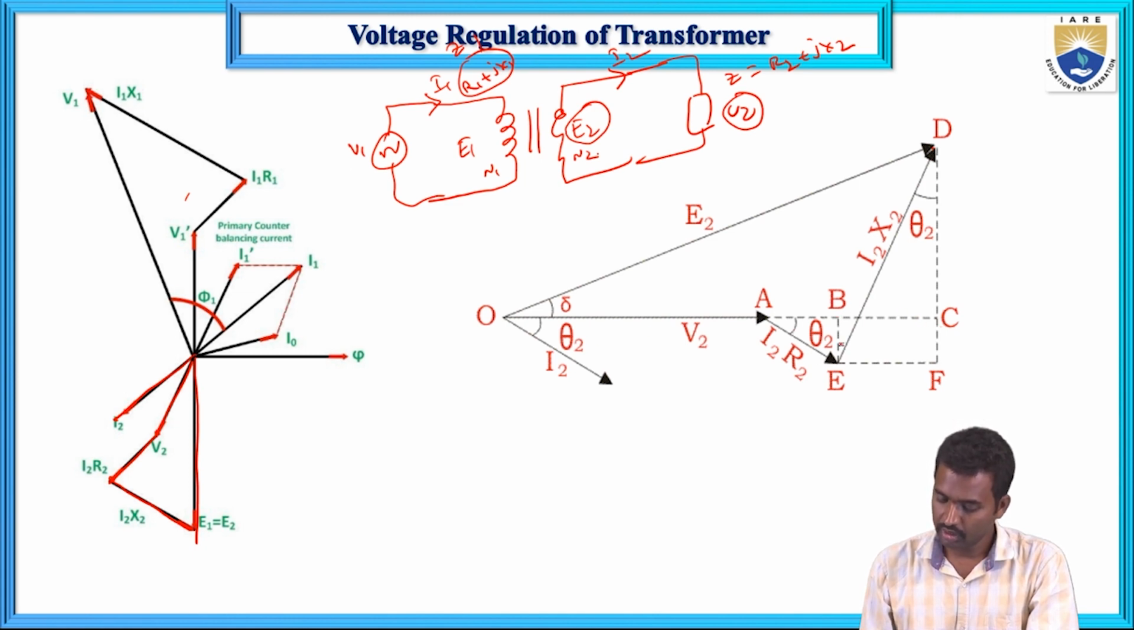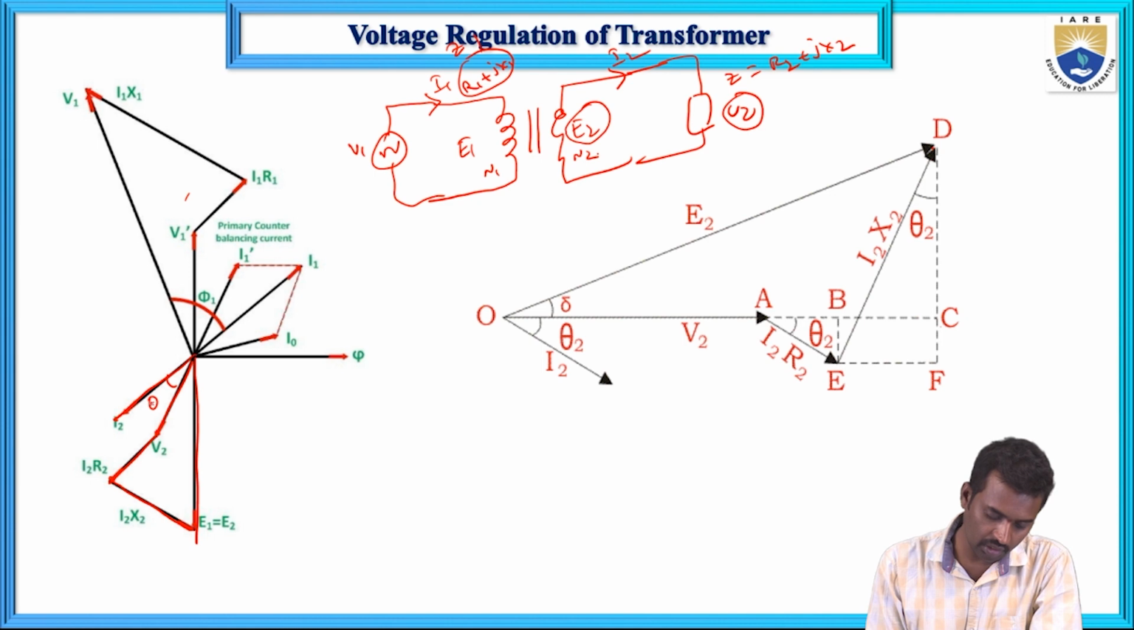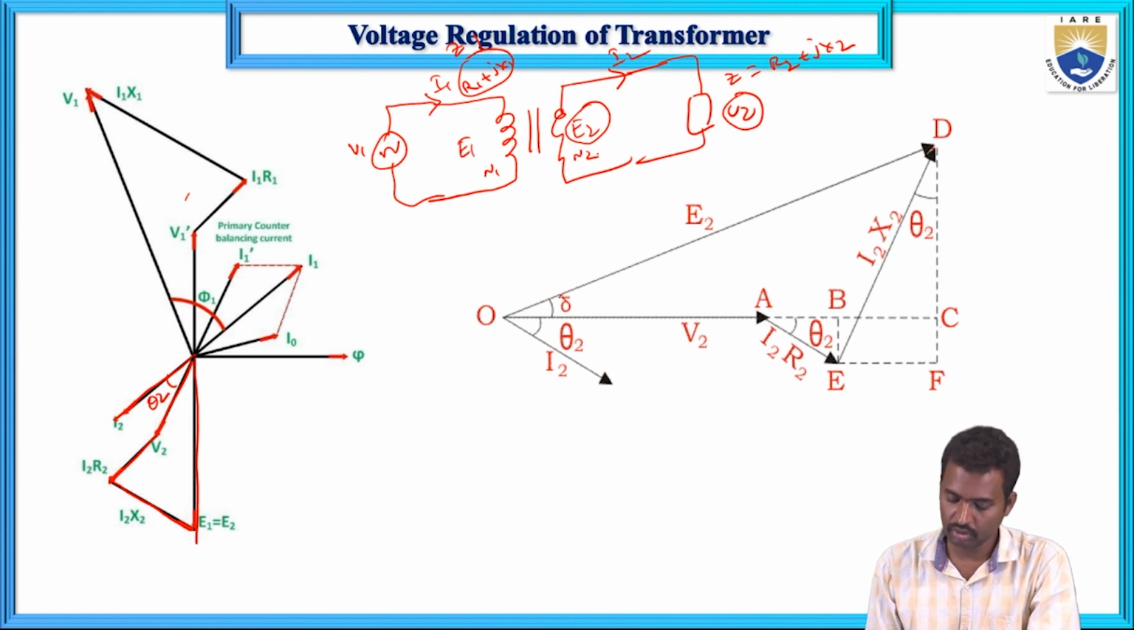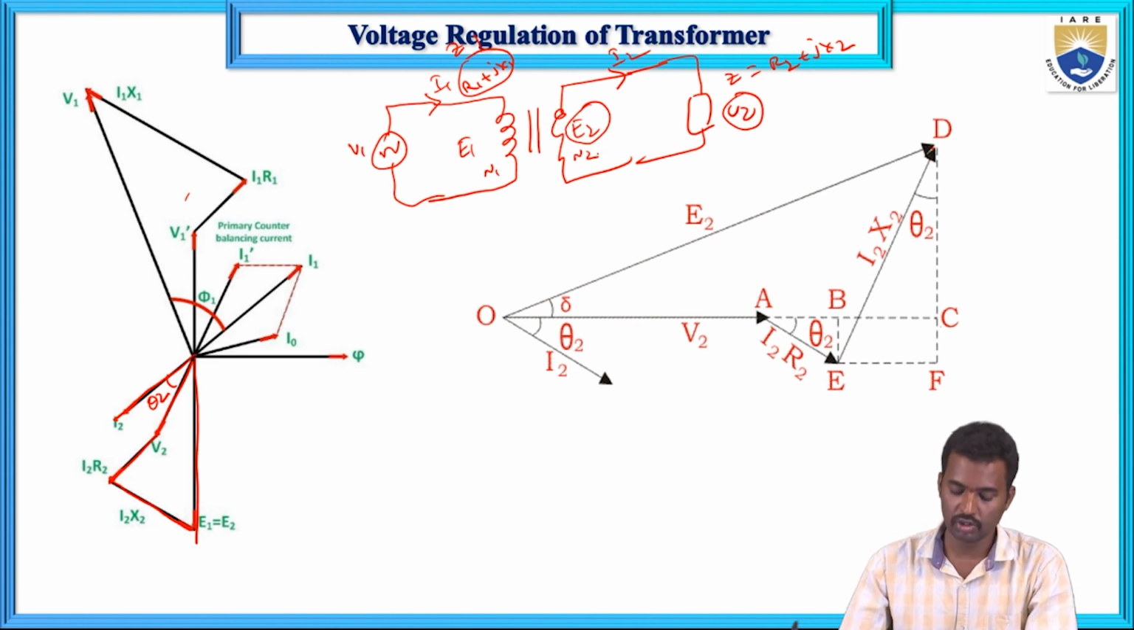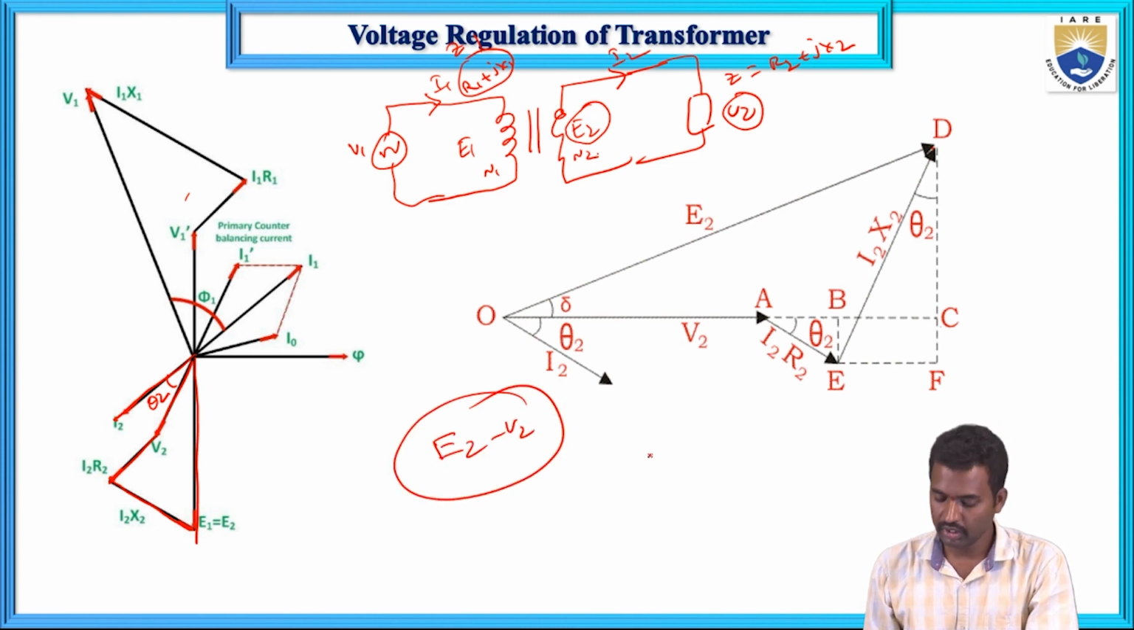Now draw the vertical line from A to B, a perpendicular line, and this is E. Next draw the horizontal line here and the vertical line here. This is theta 2, the power factor angle, and this is delta. Now from this diagram you can derive the voltage regulation of the transformer. Voltage regulation means E2 minus V2, which we need here.